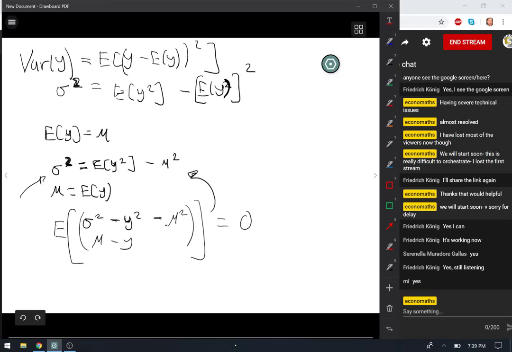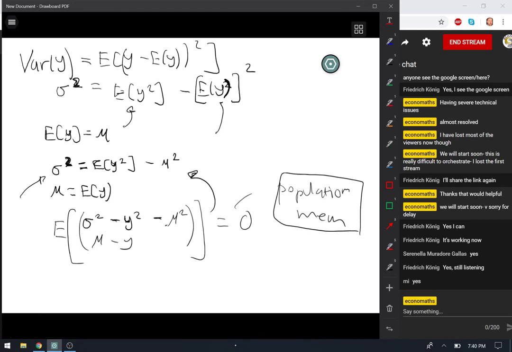This variance of y is a function of the average of y squared, and we've got to estimate this mu parameter as well. So that's it, and then you just do the sample version of it. This is the population moment, which identifies the mean and the variance, because remember the variance is a function of the mean, so we've got to identify both of these parameters. If you expand this back out, you get back to the two conditions above.